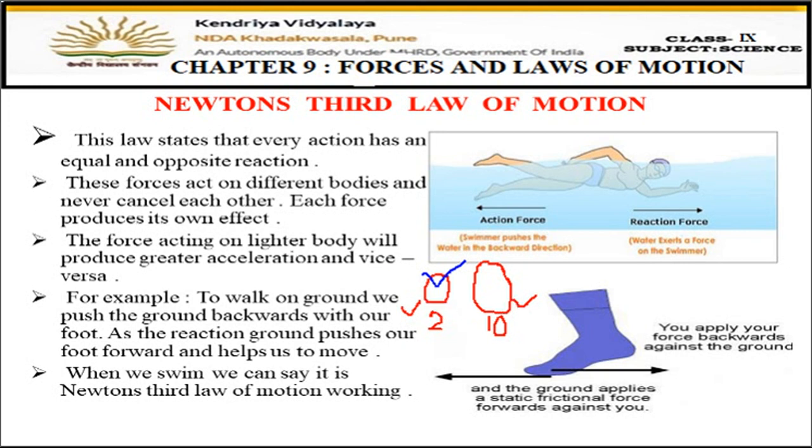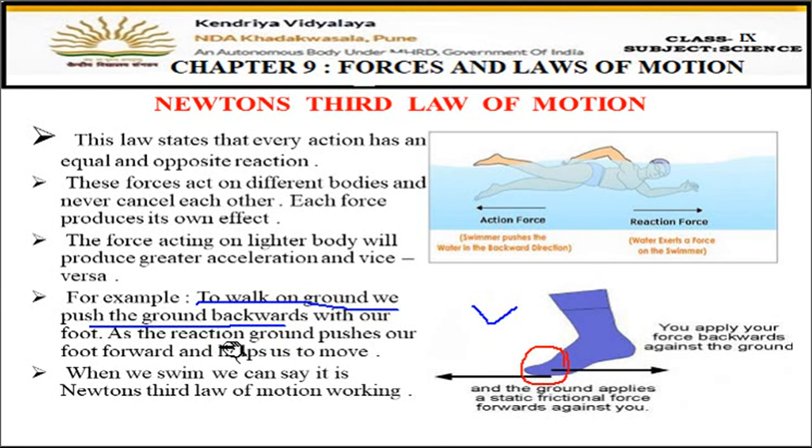And now one example: to walk on the ground, we push the ground backwards. Here you can see in the picture also that when we move, we push our feet in the backward direction. We pressurize at this point, that means we are pushing the ground backwards with our feet. This is our action, the action which we are doing on the ground. Now as the reaction, the ground pushes our foot forward. So what will the ground do? The ground will also push our leg on the forward side. So this is action and reaction.